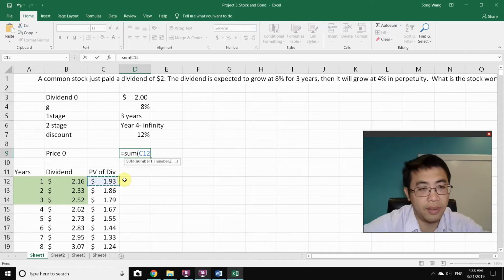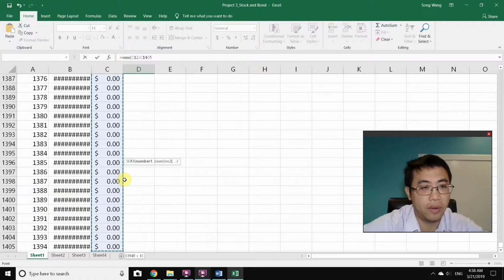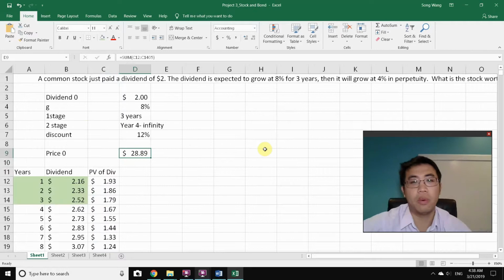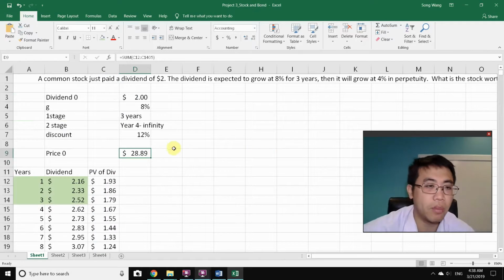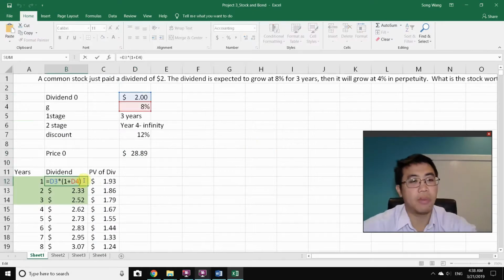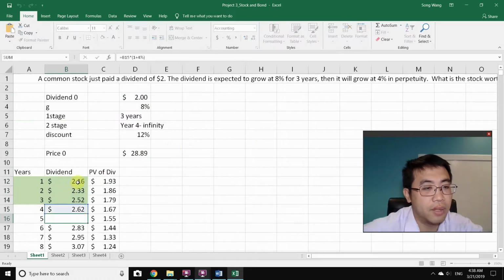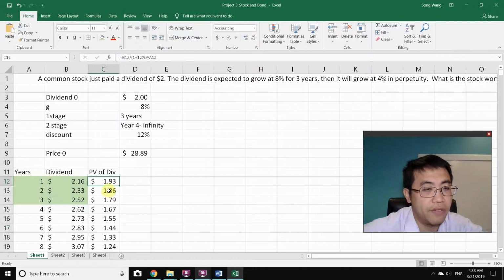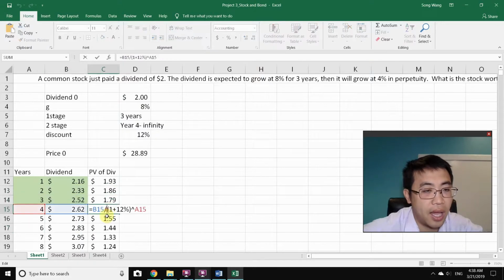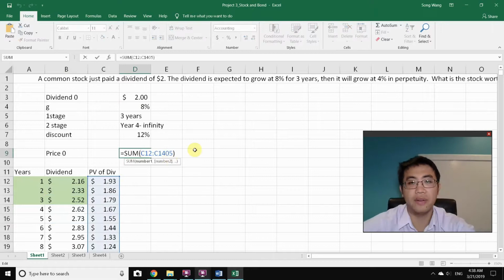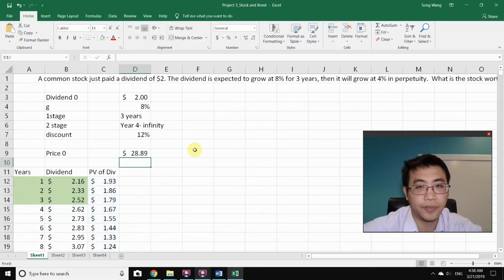So if I select all of them, I hit Control Shift Down Arrow to select all the cash flows generated. This is my number, 28.89. So once again, I'm going to list all the dividends here and calculate all of them. It first grows by 8% and then by 4%, and so on. Then I'm going to discount each of them by the 12% rate according to the year number, and then sum up all the present values of the dividends to get price 0.